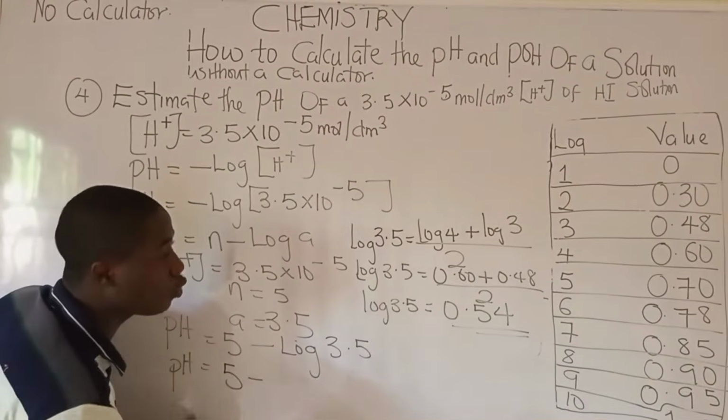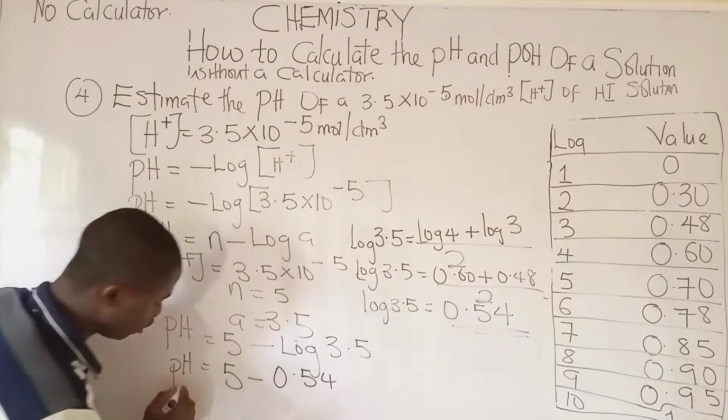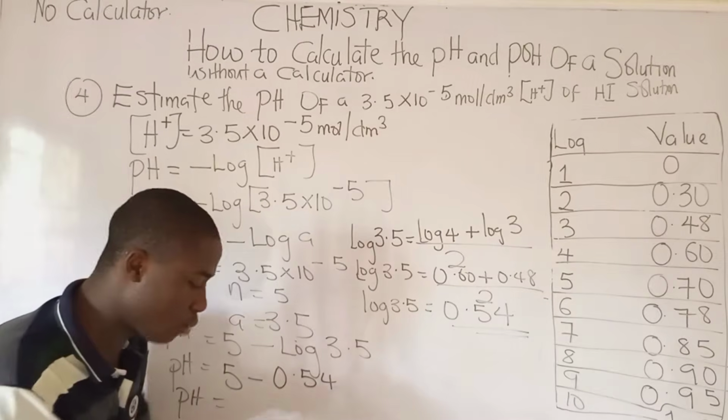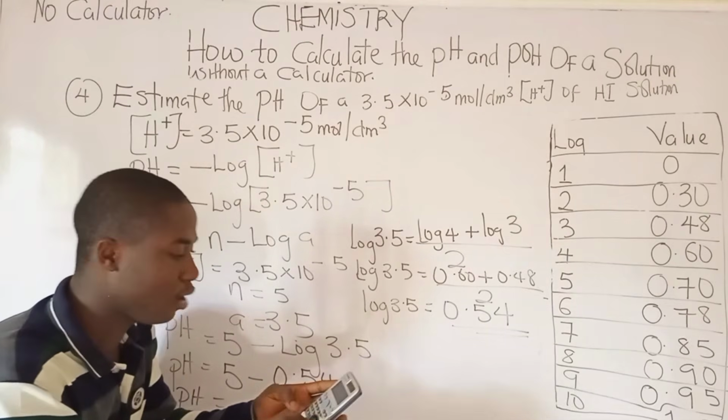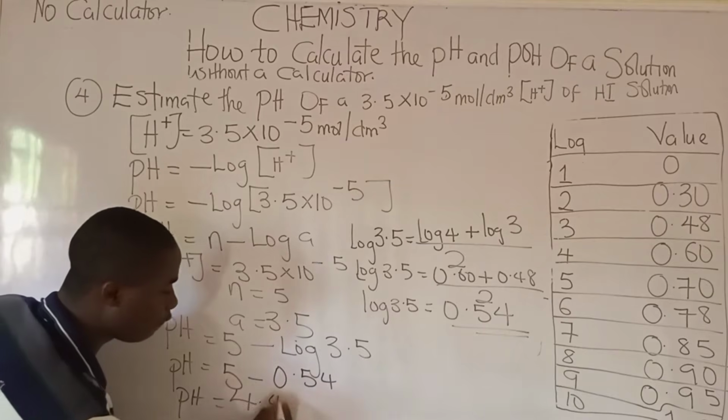So 5 minus log 3.5, which is 0.54. So what becomes the pH? It becomes 5 minus 0.54, that is 4.46. Okay, that is the pH, which is 4.46.